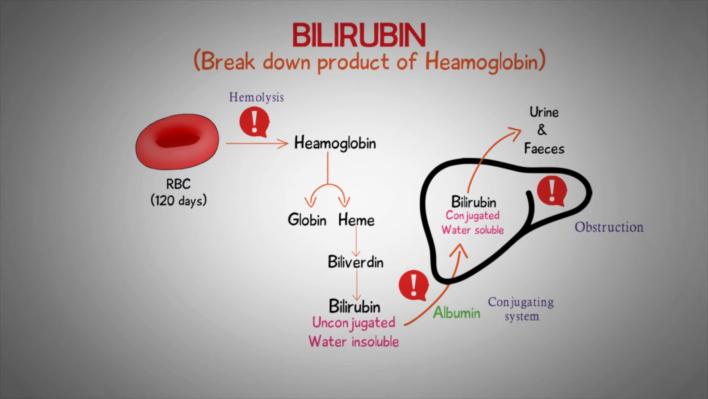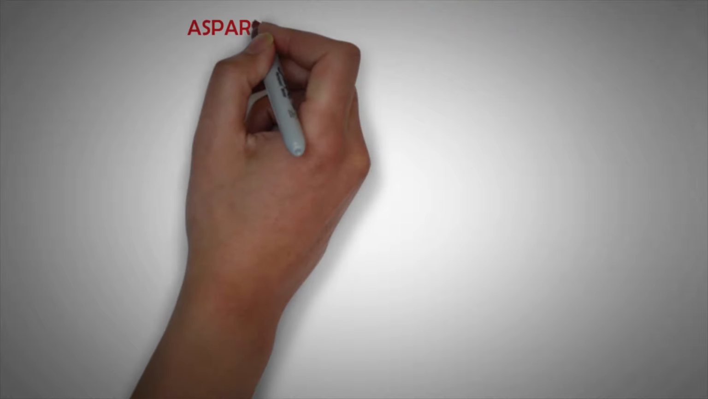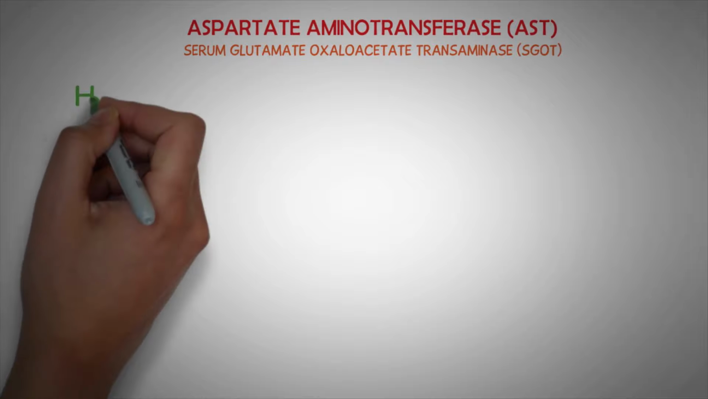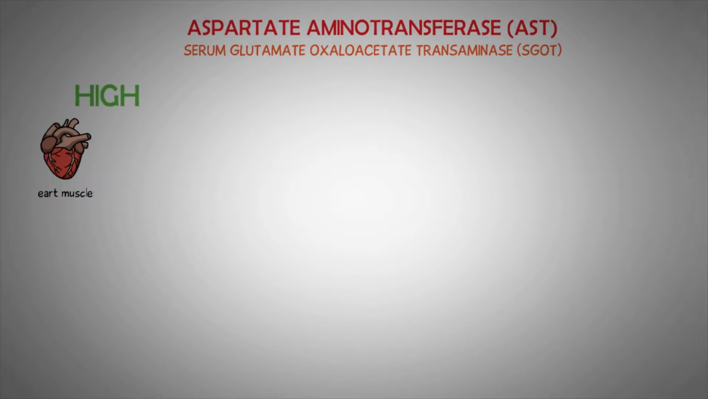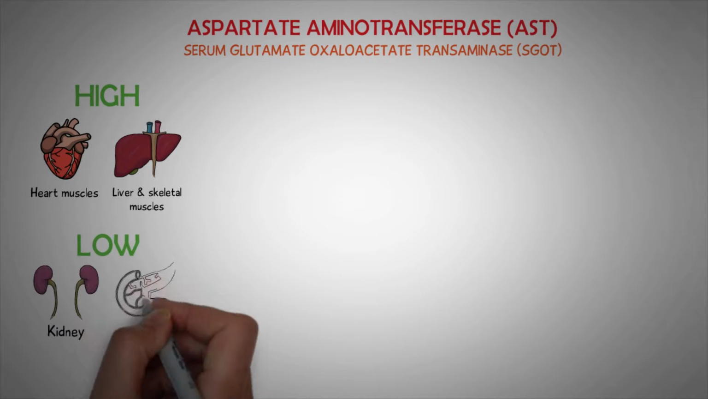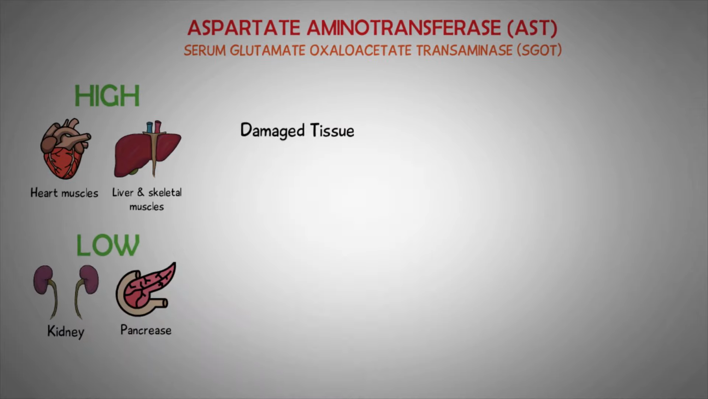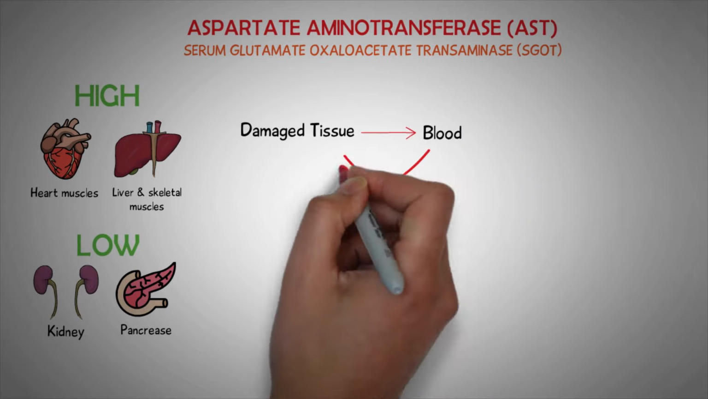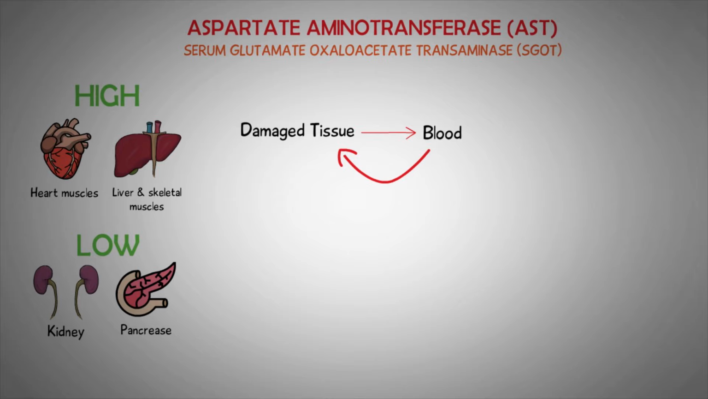Our next biochemical parameter or test is AST, aspartate aminotransferase. AST was previously called SGOT, serum glutamate oxaloacetate transaminase. AST is high in heart, liver, and skeletal muscles, but low in kidney, pancreas, and RBCs. Damaged tissue releases AST in blood, therefore, AST level in blood is directly related to the extent of cellular damage or injury.